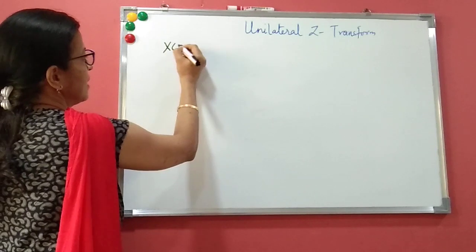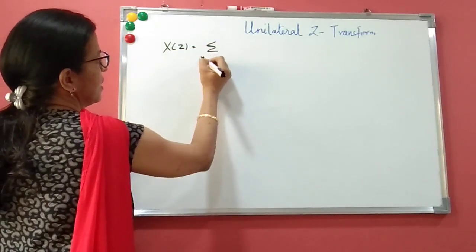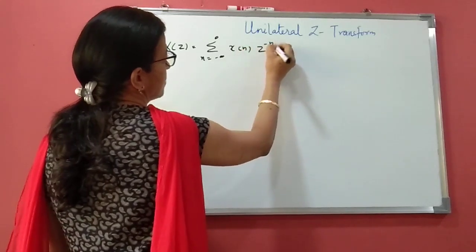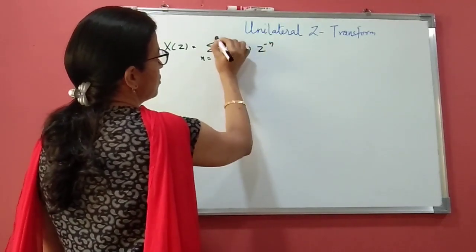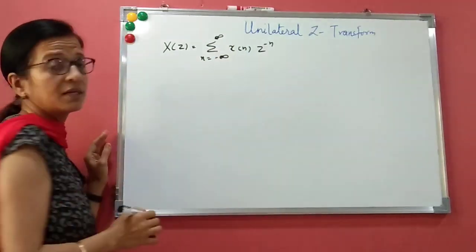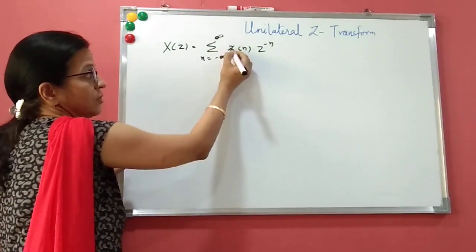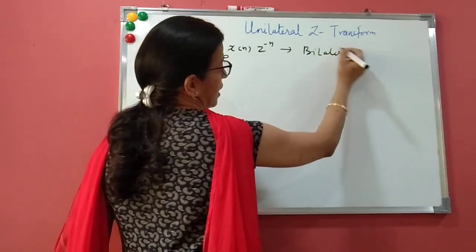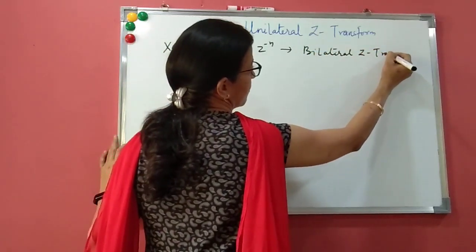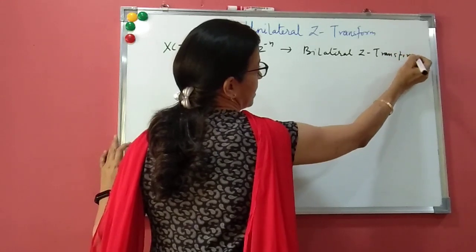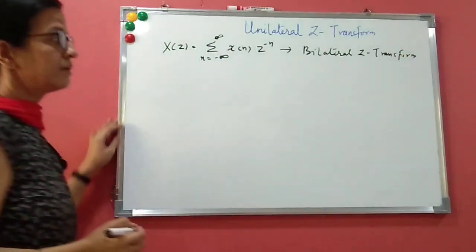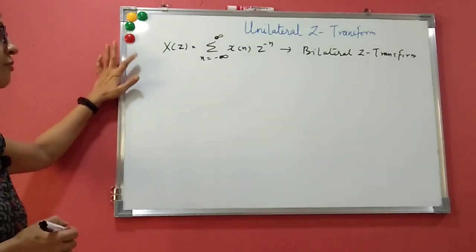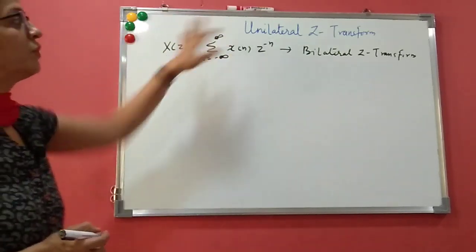Bilateral Z transform is summation n equals minus infinity to infinity x of n z raised to minus n. I am putting this as minus infinity to infinity because we are considering x of n as a both-sided signal. So this is called the bilateral Z transform, and all the properties which we have done are for bilateral Z transform. You have seen my lecture on properties of Z transform; the properties covered there are for bilateral Z transform.